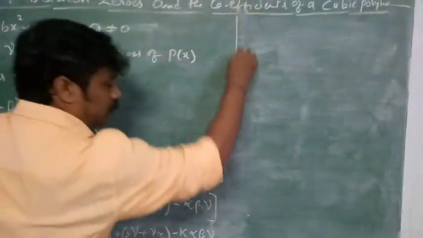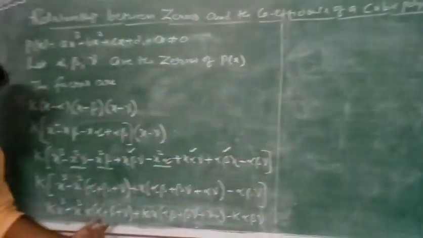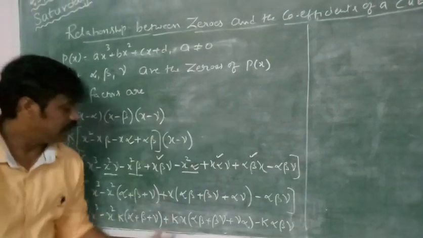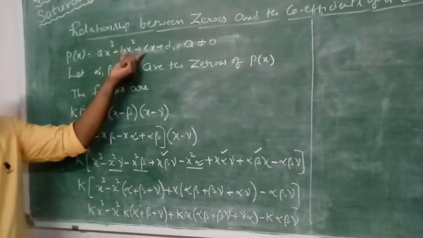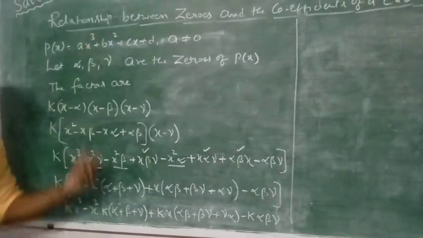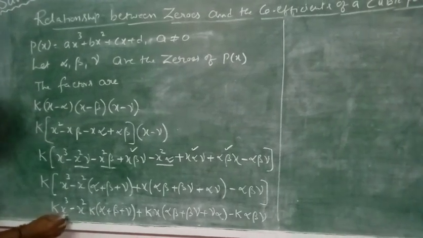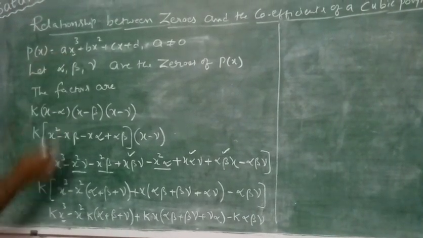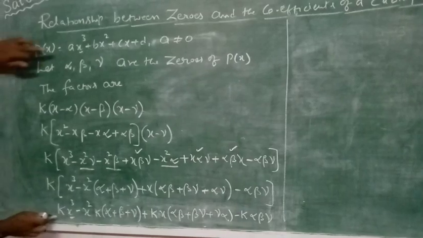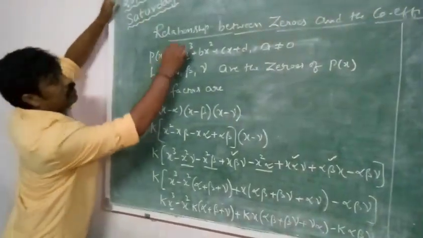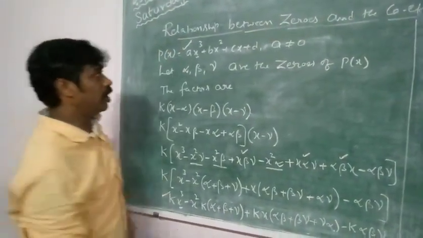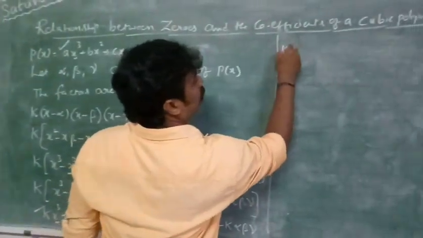After that, if you compare this polynomial with the given polynomial, if you compare these two, then what will you get? For x cube, its coefficient is a, and here its coefficient is k. So we have to equate these two. If you compare these two polynomials, then k is equal to a.